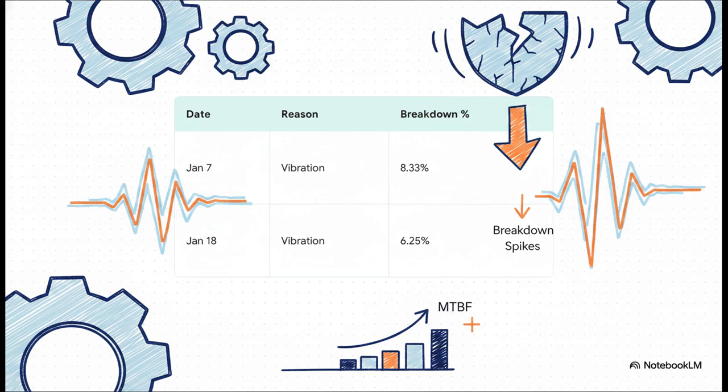This data is literally screaming at us that vibration isn't just some random fluke. It's a systemic issue. If the maintenance team were to focus their preventative efforts heavily on machine vibration next month in February, they could significantly increase that MTBF metric.